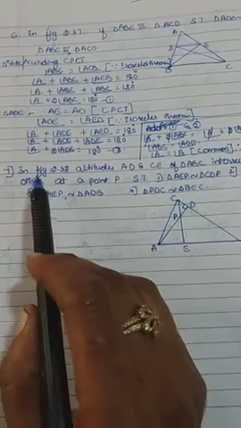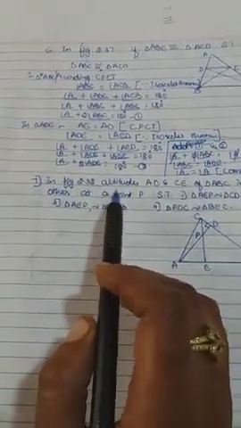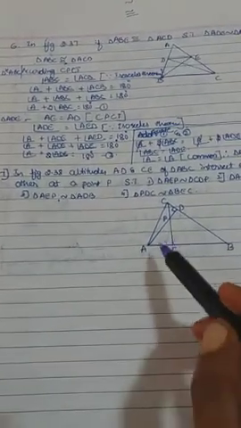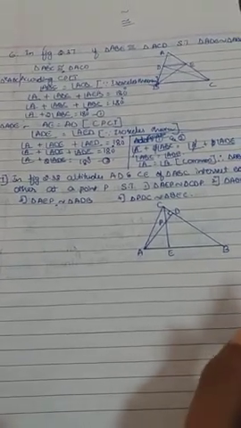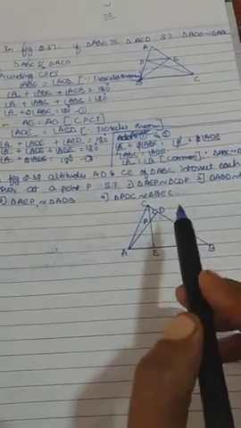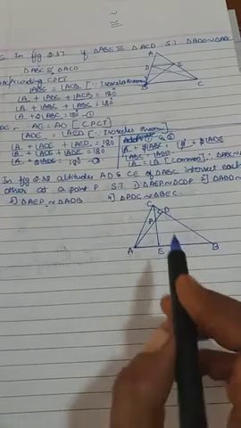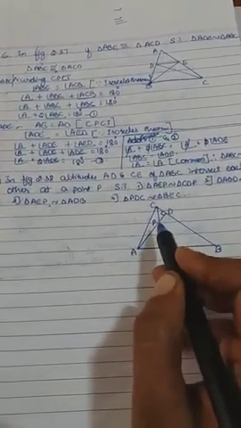Let us see this. In figure 2.38, the figure given in your textbook, these are the altitudes AD and CE. Altitudes means heights of the triangle. We are given that AD and CE are the altitudes of triangle ABC, and they intersect each other at the point P. Intersecting means they meet at the point P.